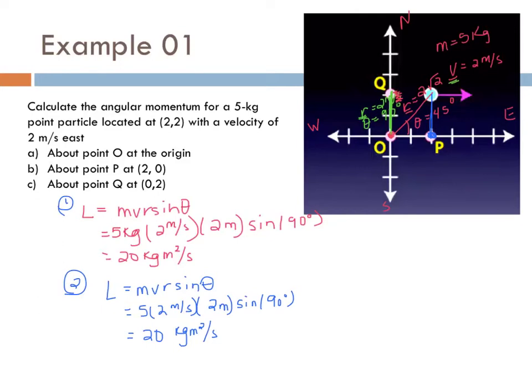And then part C says about point Q at 0, 2. Well, point Q is over here. Now, the r from Q to v is this point right here, in purple. We can see that that is in the same direction as v. So that tells us that the angle between them is 0, so the angular momentum would be 0.